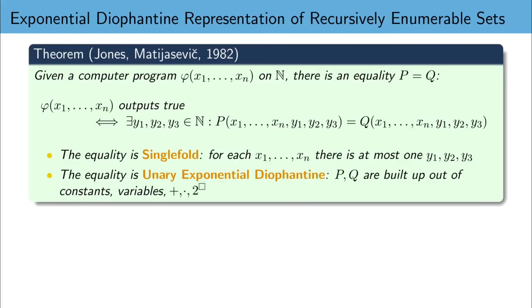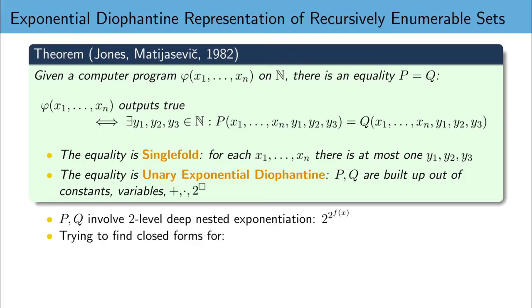Instead of an ordinary Diophantine equation, the equation of Jones-Matiyasevich is unary exponential Diophantine. P and Q are built up out of integer constants, variables, addition, multiplication, and the unary exponential function 2 to the power of. Now, this is quite troublesome for our purposes. Jones and Matiyasevich's construction involves nesting the 2 to the power of functions 2 levels deep, 2 to the 2 to some polynomial. But recall what we're trying to use these polynomials for.